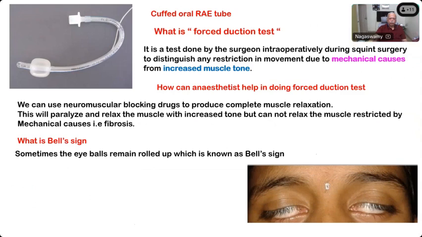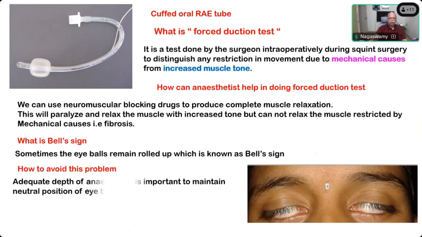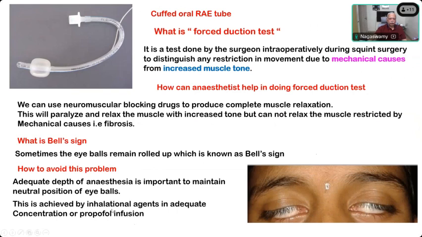Does it happen under a deep plane of anesthesia or a lighter plane of anesthesia? It happens because of a lighter plane. So adequate depth will be important to maintain the neutral position of the eyeballs. As I told you during inhalation induction, the central fixed position will happen only during the correct plane of anesthesia. So if the Bell sign is happening, that means anesthesia is inadequate. This is achieved by inhalation agents in adequate concentration or propofol infusion.